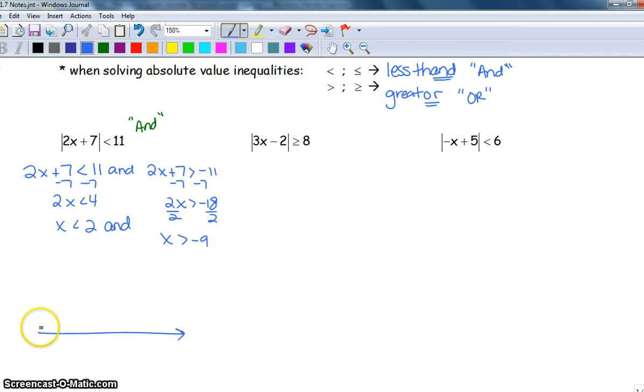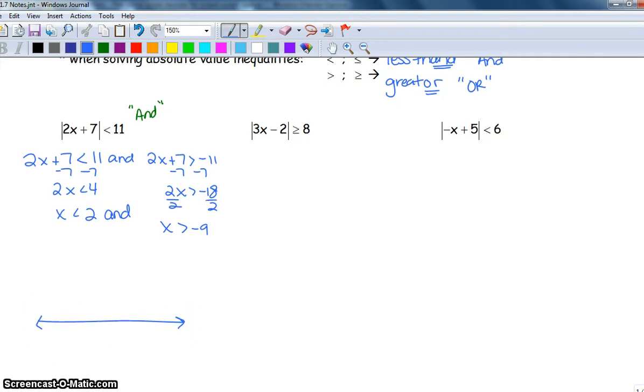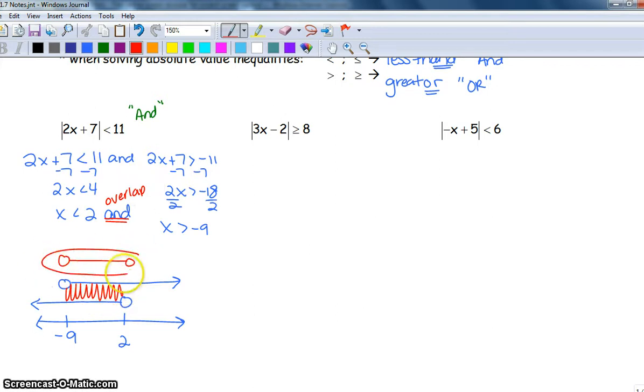So we set up our compound inequality graph. We've got two numbers, 2 and negative 9. Negative 9 is smaller, so that goes to the left. 2 is larger, so it goes to the right. We've got x is less than 2. Less than means open circle to the left. Greater than negative 9: open circle to the right. Now because we have an "and," we are looking for the overlap. What do they both have in common? And that's all numbers between a negative 9 and a positive 2.